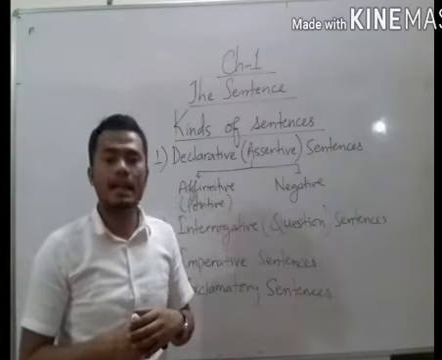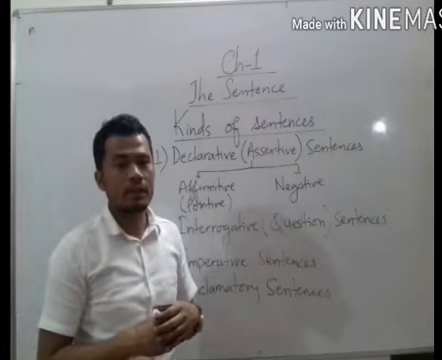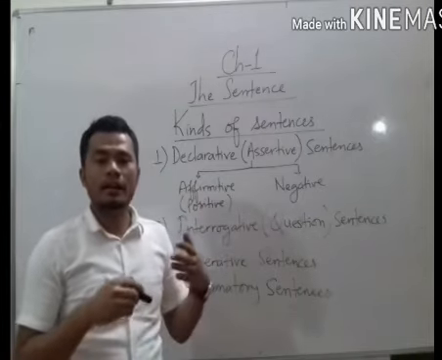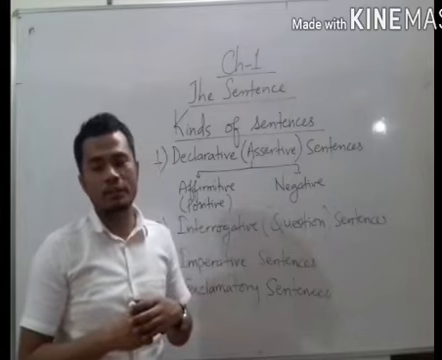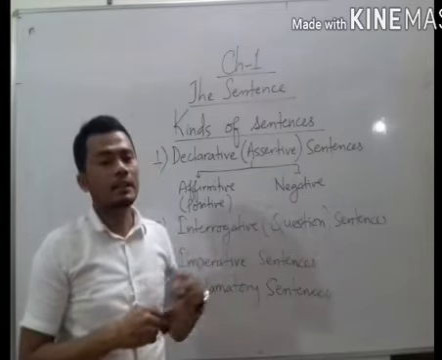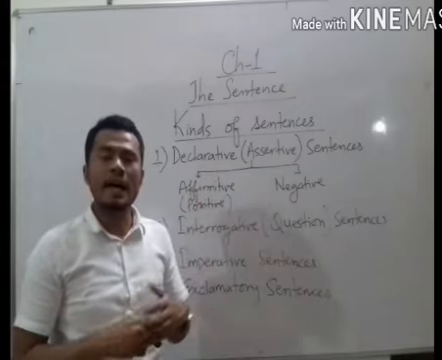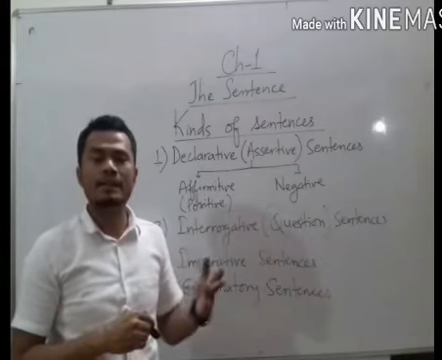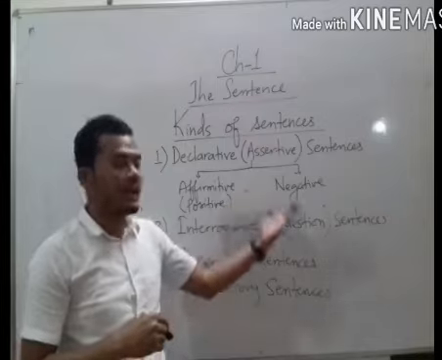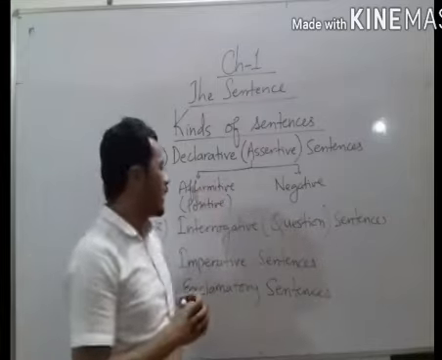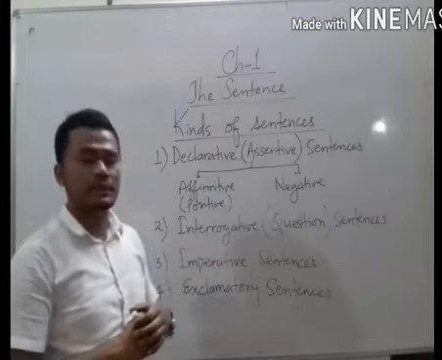declarative but negative sentences. Like, I want to participate in the singing competition. This is an affirmative sentence. But if I say I don't want to participate in the singing competition, this is a negative sentence. But both are assertive sentences. Now come to interrogative sentences.